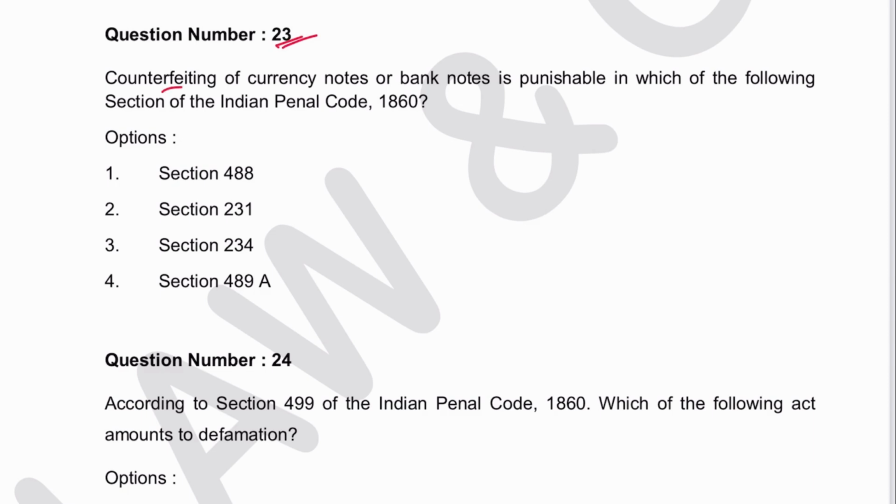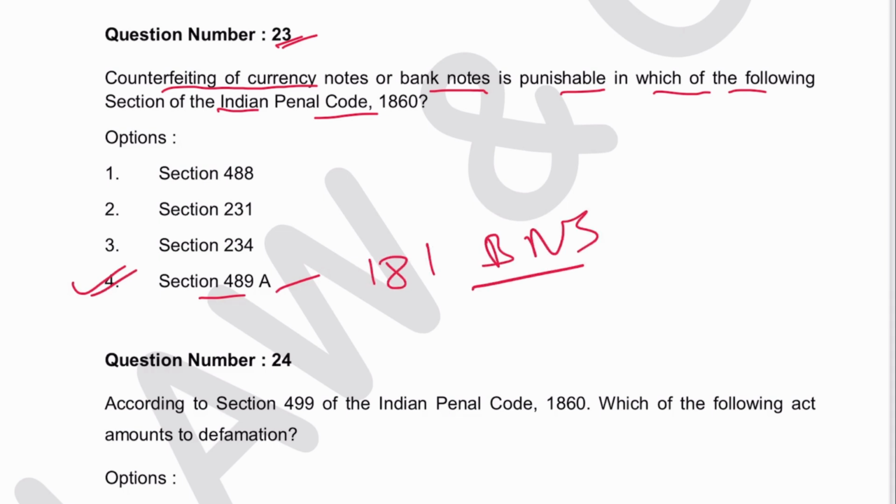Next, 23. Counterfeiting of currency notes or bank notes is punishable with which of the following sections of IPC? This is section 489A. 4 is the answer. Now this section has become 181 in Bharatiya Nyaya Sanhita.